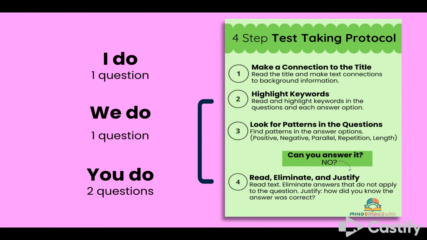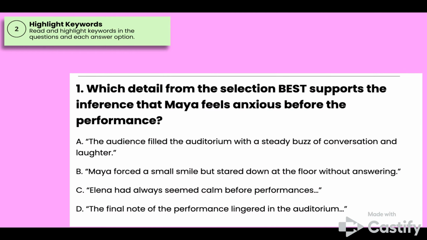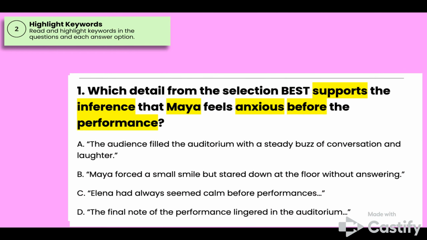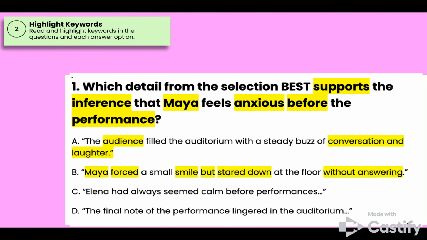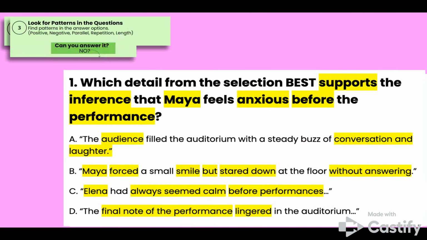All right, so we're going to set them up for our routine here. This is what every one of our little lessons has: I do, we do, you do. So for I do, we're going to model the first one. We do very bare minimum highlighting. We show that off, and of course, they're highlighting on their paper as you're doing this. We're going to look for patterns. This is like the meat and the potatoes of it all.